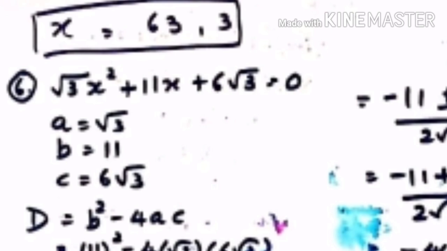Placing the values in b square minus 4ac, b is 11 square minus 4 into root 3 into 6 root 3. So 11 square is 121, minus 6 fours are 24, and 24 times root 3 times root 3 is 3, so 24 threes are 72. So now 121 minus 72 is equal to 49. So our answer for b square minus 4ac is 49.